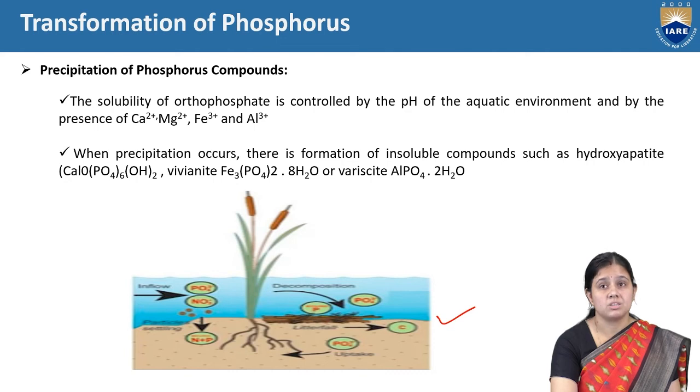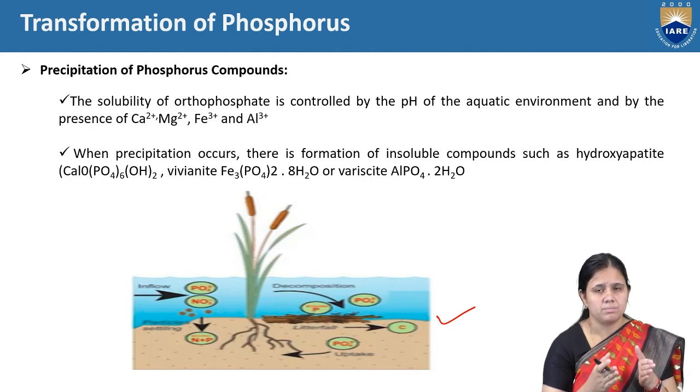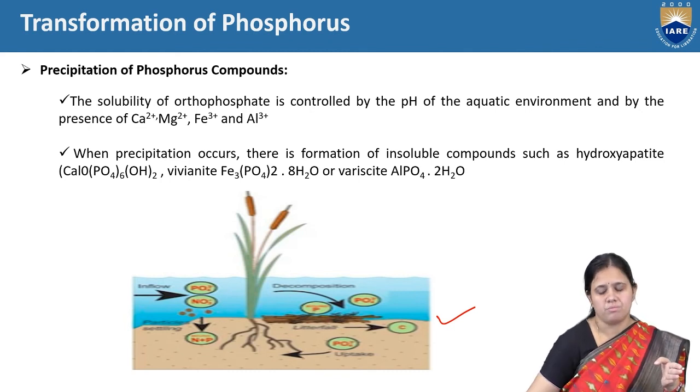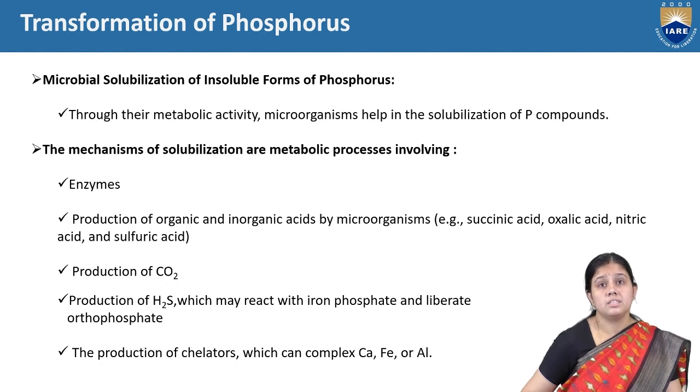These chemical activities convert the soluble form of phosphorus into an insoluble form. Now comes the transformation of phosphorus by the microbial solubilization of insoluble phosphorus. Through their metabolic activities, microorganisms help in the solubilization of phosphorus compounds.